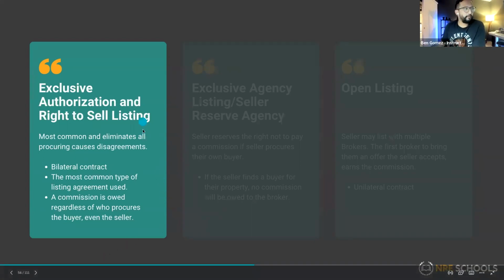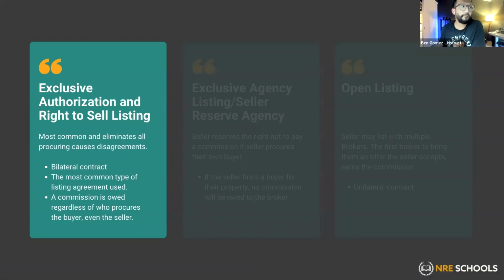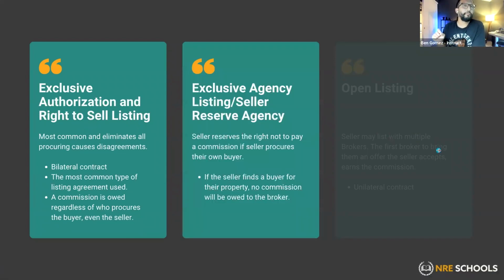And that's where you're paying the fees, Carla, no matter what, if you sell, where the other two give an option. So the first one is an exclusive listing, seller reserve agency. It's this word right here, exclusive agency listing. Seller reserves the right not to pay a commission if the seller procures their own buyer.